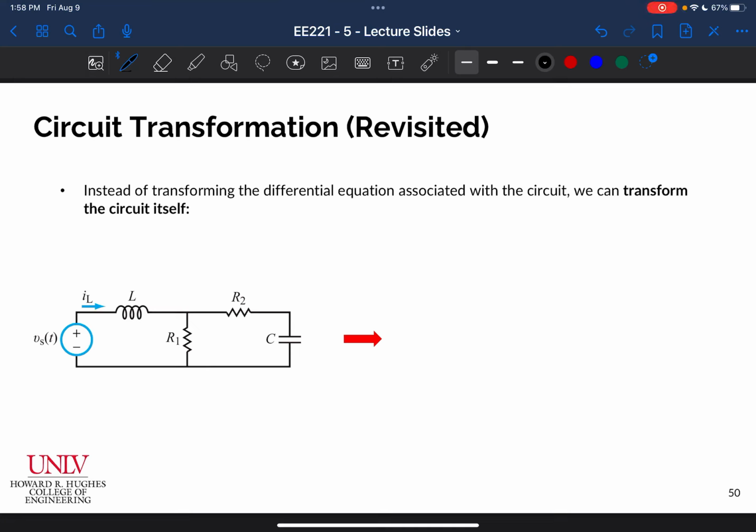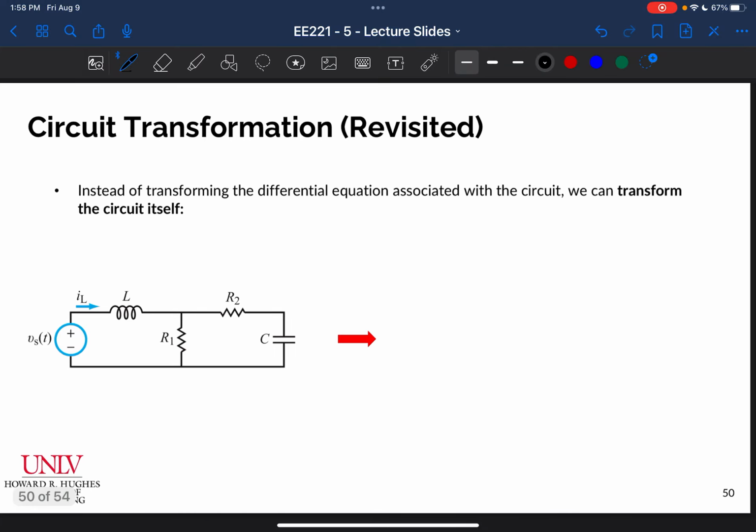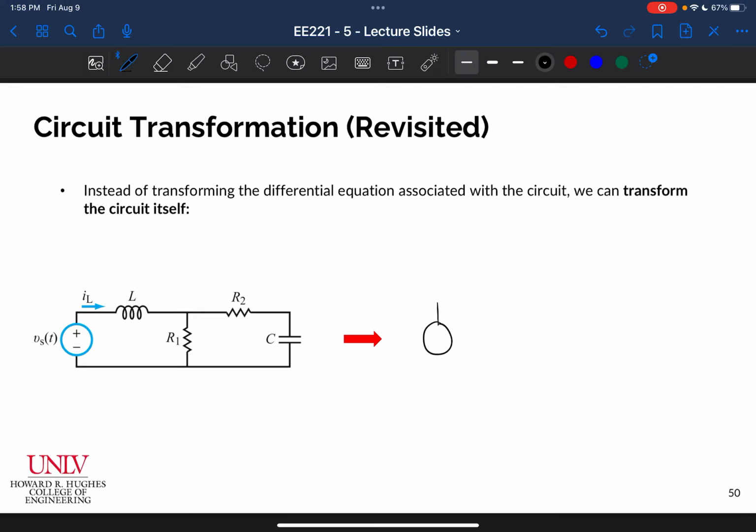All right, so this is my last slide here before we do some example problems. I basically just want to revisit the circuit transformation that we saw at the beginning. Of course, we saw that you could map this circuit over to the S domain, so let's go ahead and do that. This would just be Vs of S. Of course, this would be IL of S.